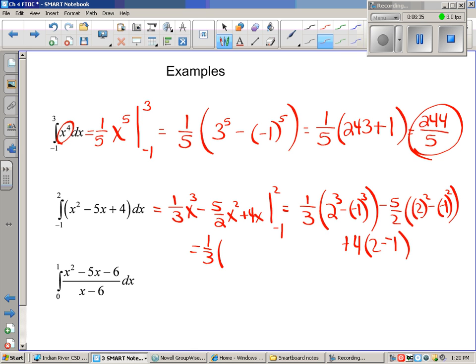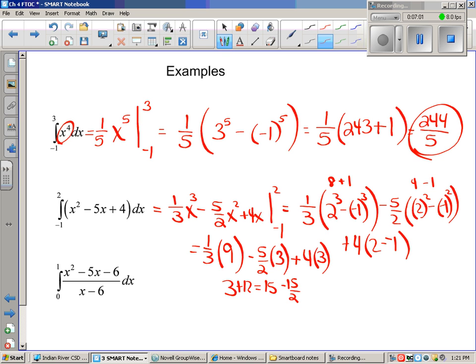So I have 1/3. I have 8 minus a negative 1, or rather 8 plus 1, so that's 9. I have minus 5/2. And this I have 4 minus 1, so that's 3, plus 4 times, again, 3. So we have 3 plus 12 would give me the 15, and then I have minus 15/2. So that would be 30/2 minus 15/2, which gives you 15/2. If you don't follow that, that's just a matter of getting a common denominator and finalizing that.